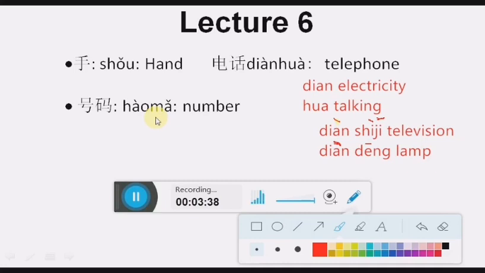Hao ma. Next word is hao ma. Hao means number, with fourth tone. Ma also means number. And if it is curved tone, then it's good. Hao ma, number.